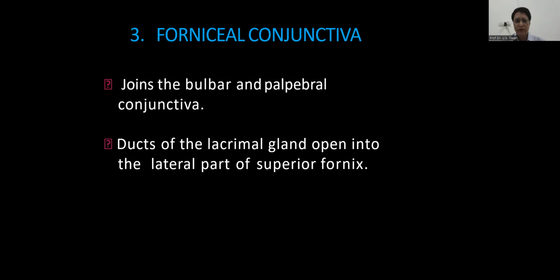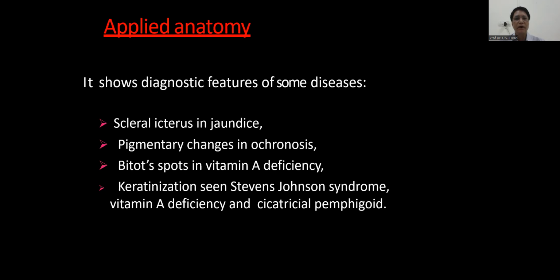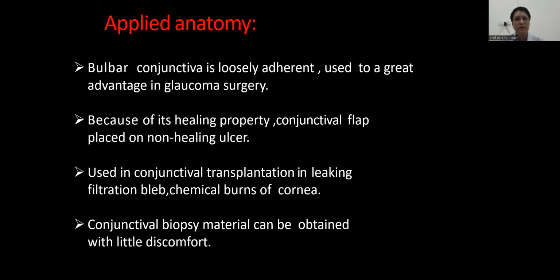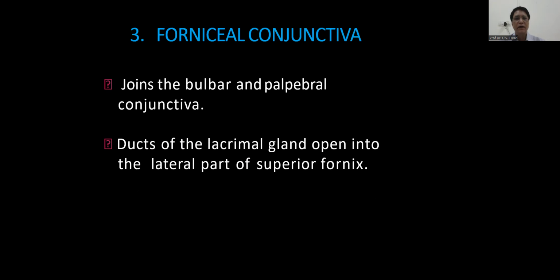So, we understand that there is a palpebral part and a bulbar part. The bulbar part consists of the scleral part and the limbal part. Thereafter, we now move on to the fornical conjunctiva. The fornix, or the fornical conjunctiva, joins the bulbar and the palpebral conjunctiva. The ducts of the lacrimal gland open into the lateral part of the superior fornix.